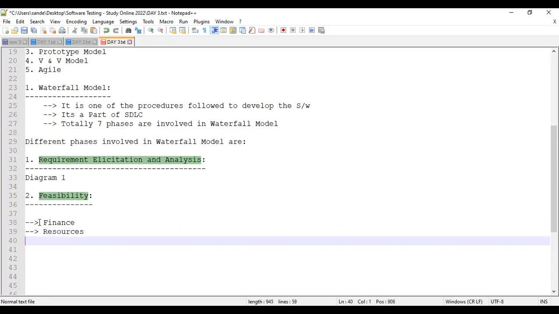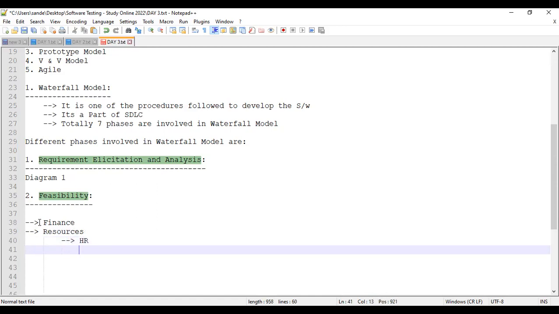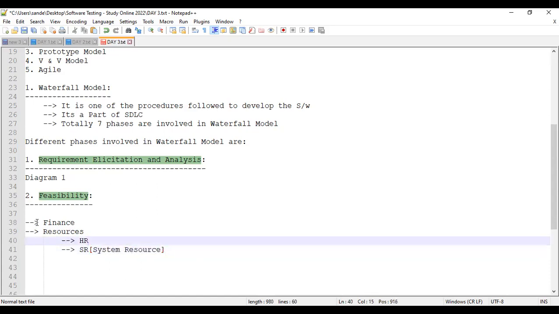Okay, resources team. Under resources, two categories will come. Sir, which are those two, sir? Human resource, that is HR. Next, system resource. If you want the full form also, I will write what is there in that. This is system resource. Next, the above one happens to be human resource.